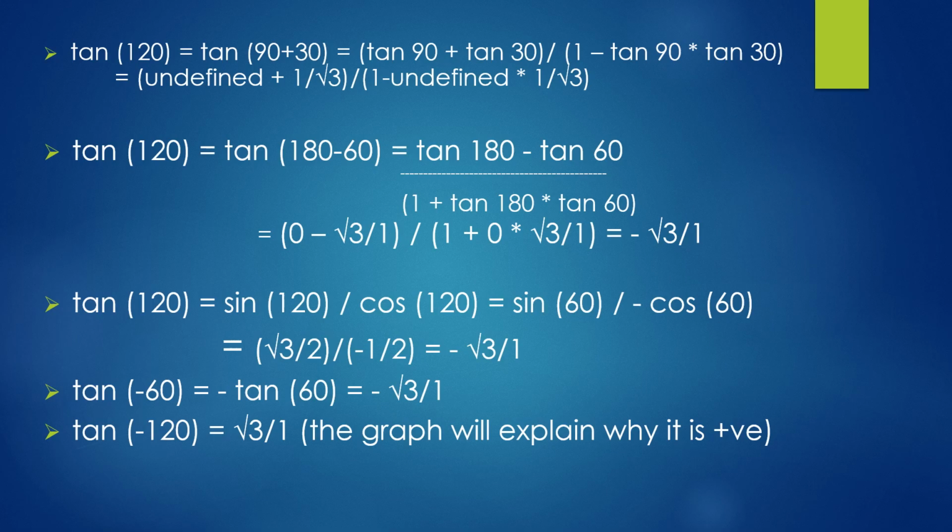Now we can also do tan of negative numbers. Tan 60 is root 3. Tan of a negative angle is minus tan. But if you see, tan of minus 120 is plus root 3. As before, the graph will explain why it is positive. As said before, for tan, sine, cos of negative numbers, the formula that you see is for angles less than 90 degrees. Greater than 90 degrees, you have to refer to the graph.